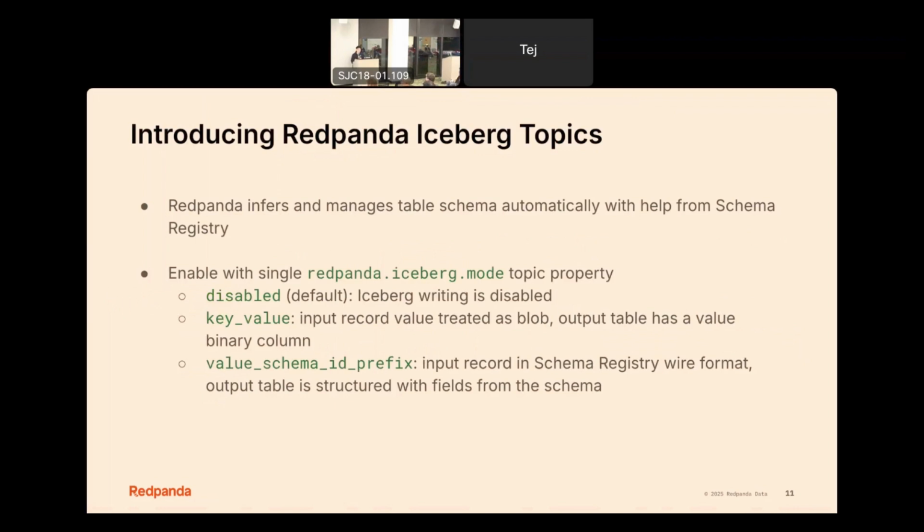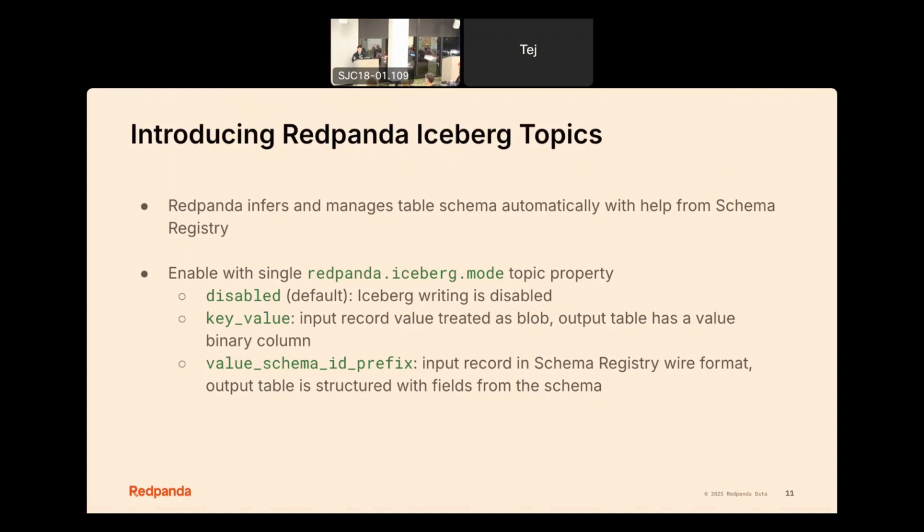And enabling Iceberg topics is pretty simple. You just set a single topic property in your Kafka topic called redpanda.iceberg.mode. By default, it's disabled. The two modes are, first, a key-value mode where Redpanda can treat the input data as an unstructured binary log, and the resulting table contains a value binary column. This is ideal if you can or want to process raw record bytes in your data lake.